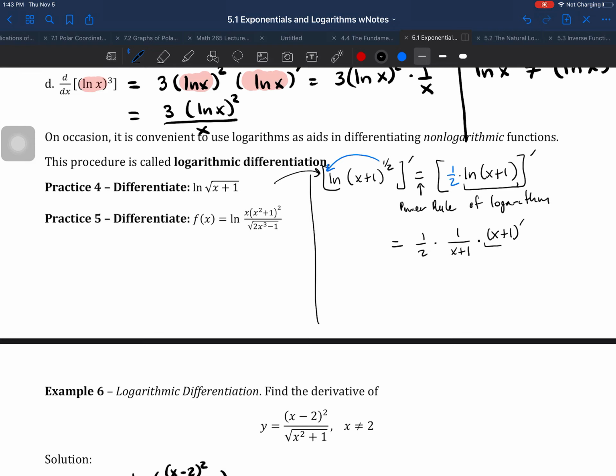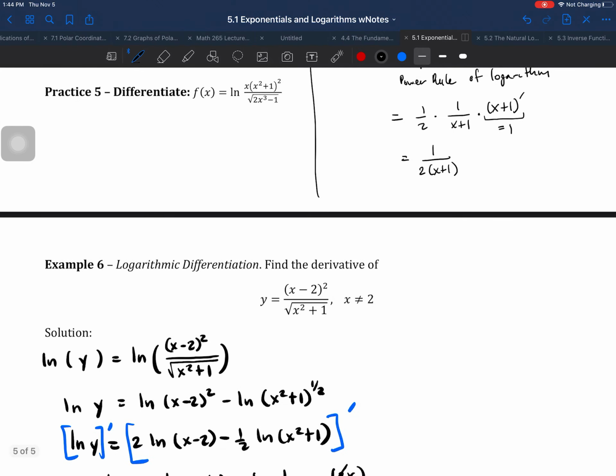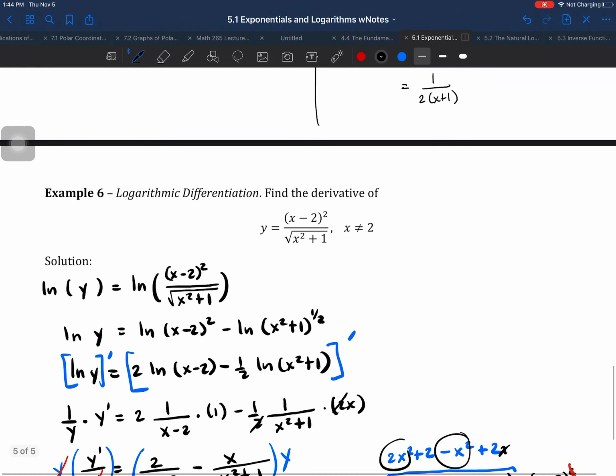Well, this derivative is barely just 1. So the final result will be 1/2 times 1 over x plus 1, which is 1 over 2 times x plus 1, because the derivative of the inside is just equal to 1. All right, you can try the second one and do a similar argument for that.